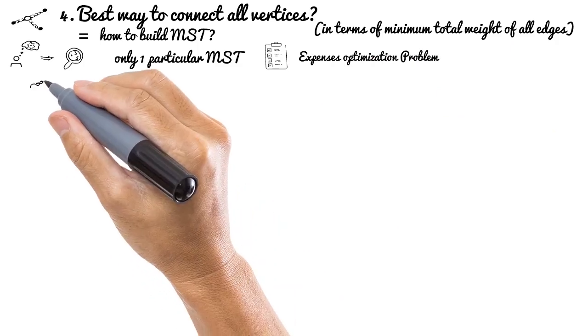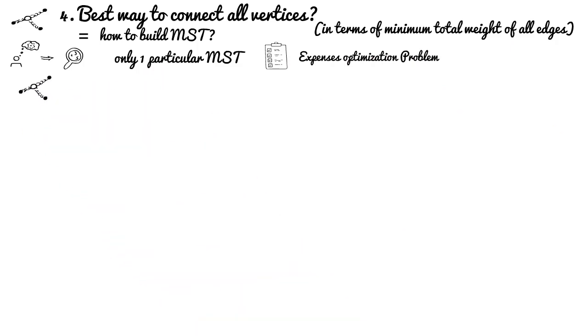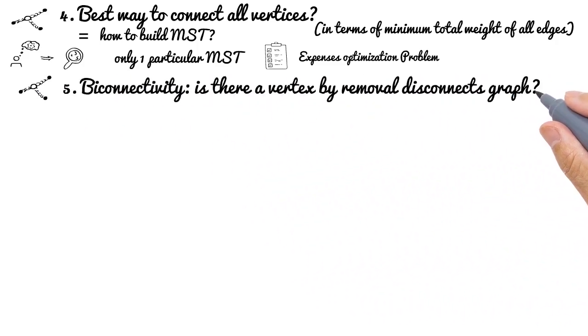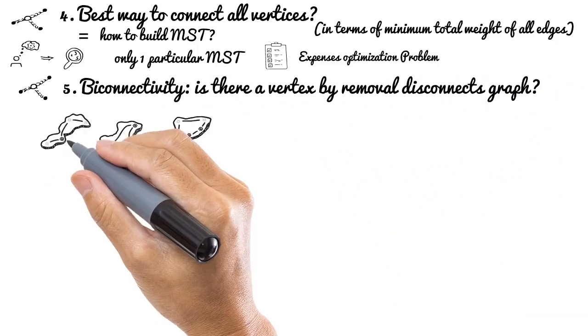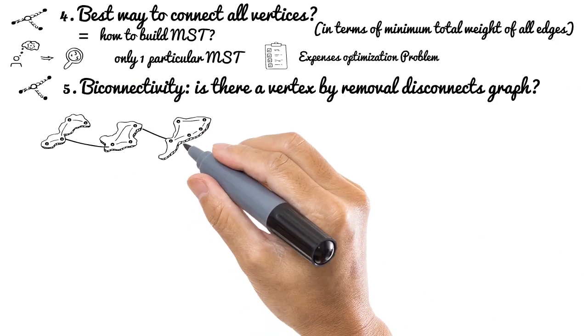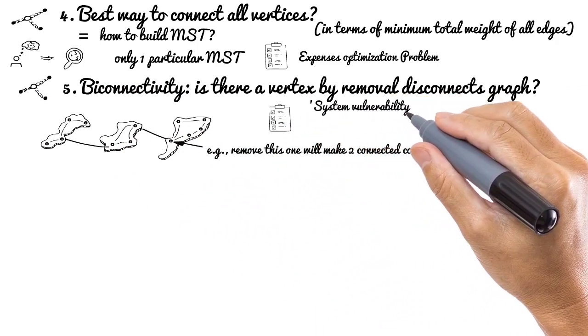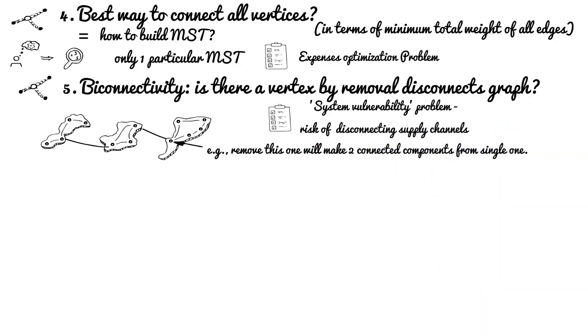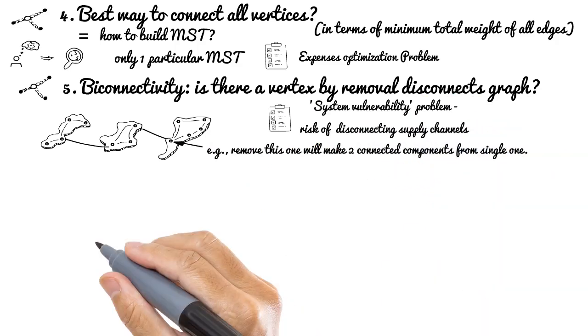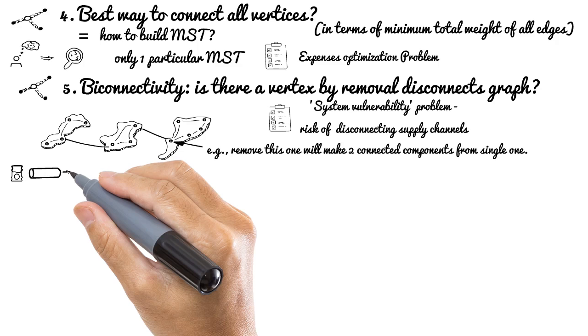Connectivity group, another use case, B-connectivity. Is there a vertex whose removal disconnects our graph? A practical system vulnerability problem: a risk of disconnecting supply channels in the absence of redundant routes. Going to the next group.